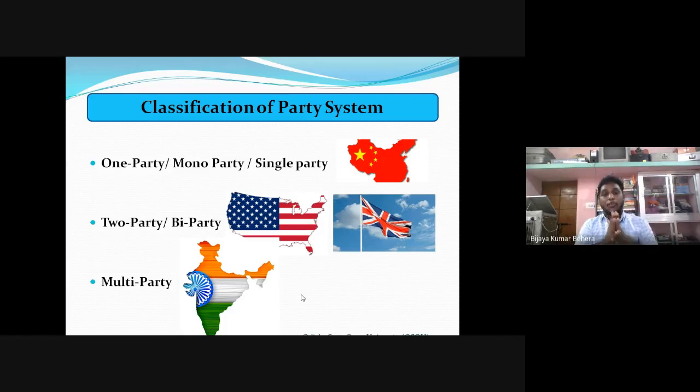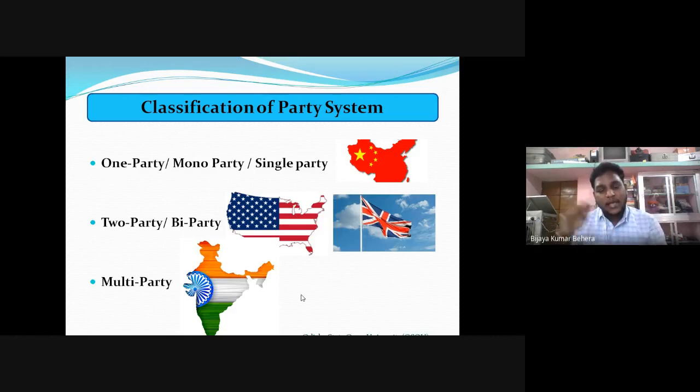What is the one party dominant system? In that situation, there may be more than one political party, but only a single party dominates all other political parties. For example, in India, the Congress party for a long period dominated all other political parties, and that is known as the one party dominant system.